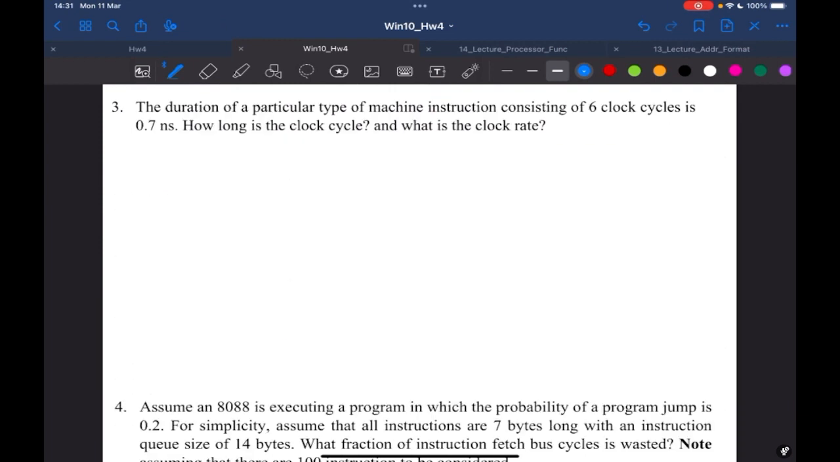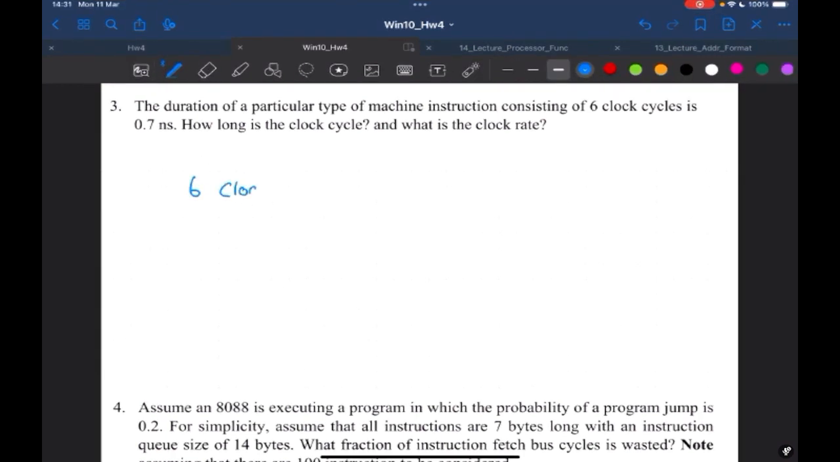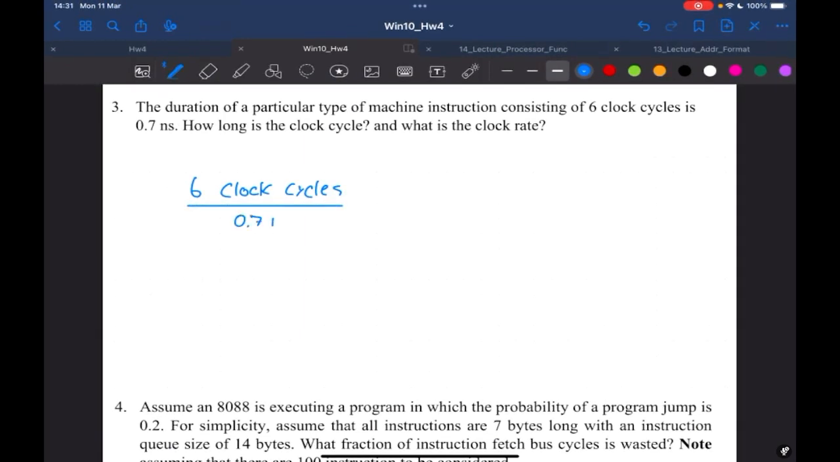That's the answer. Question 3 is asking for what is the clock cycle and clock rate. Now we're given the time it takes for 6 clock cycles to happen. So what we can say is there are 6 clock cycles that take a time of 0.7 nanoseconds. Now how long does it take for 1 clock cycle to happen? We just do a ratio. 1 clock cycle is equal to how many nanoseconds here, right? So you can figure that out.